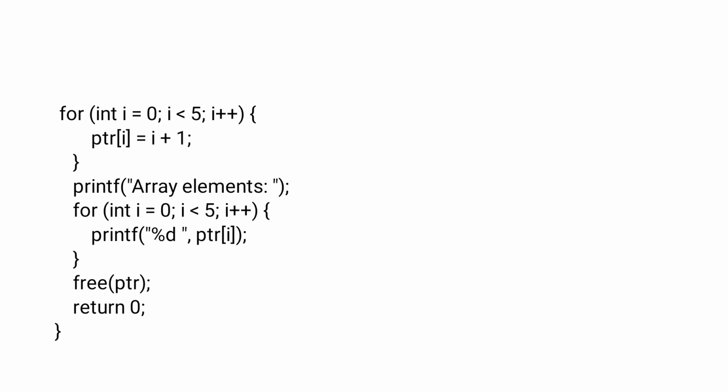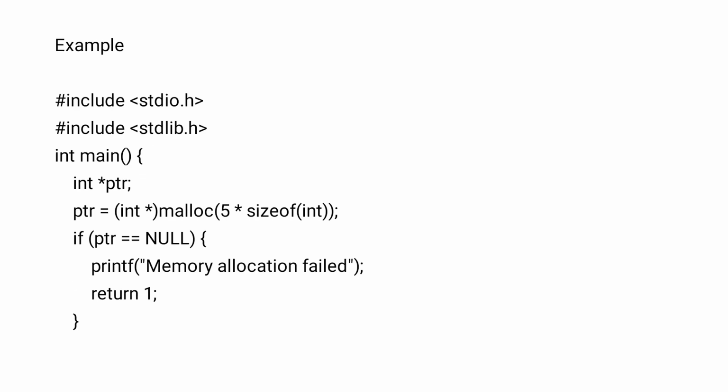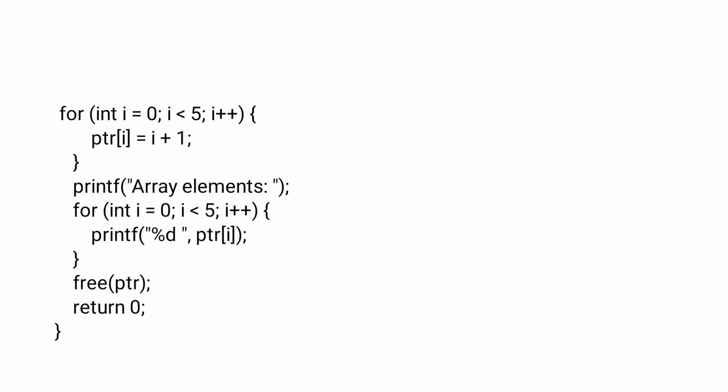Inside my for loop, I am assigning the value to the pointer variable. So ptr, there are 5 elements now. In my first element, ptr of 0, I am storing i plus 1. So initially I have i equal to 0. So ptr of 0 equal to 0 plus 1, 1. In the 0th location, the value 1 will be stored.